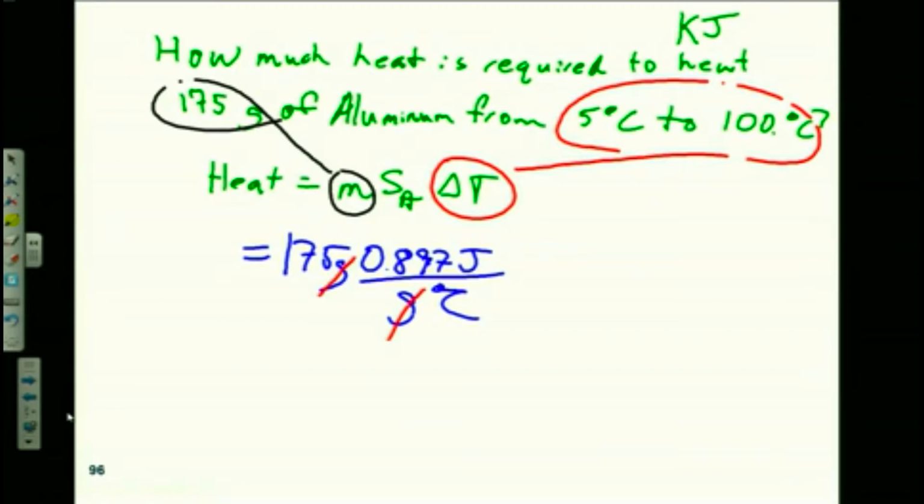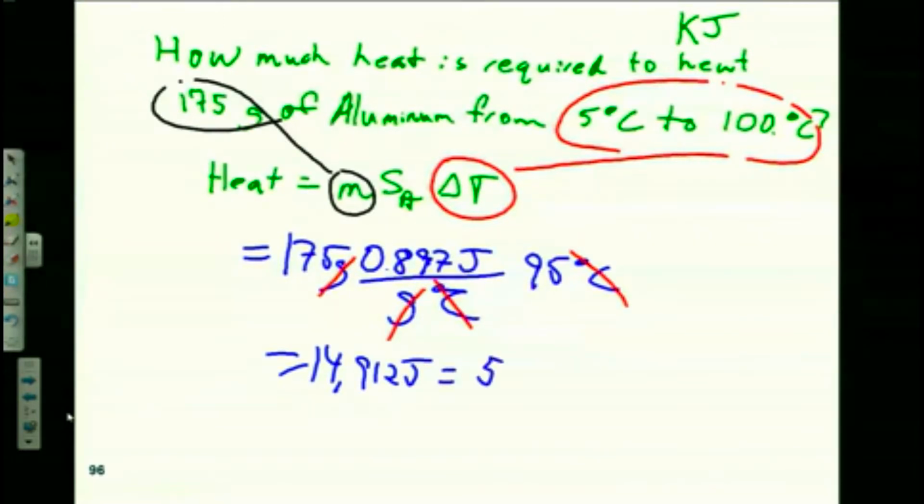Delta T, 95 degrees C. How many joules is that? 14,800. Rounded to 2 sig figs, that's 15 kilojoules. Okay?